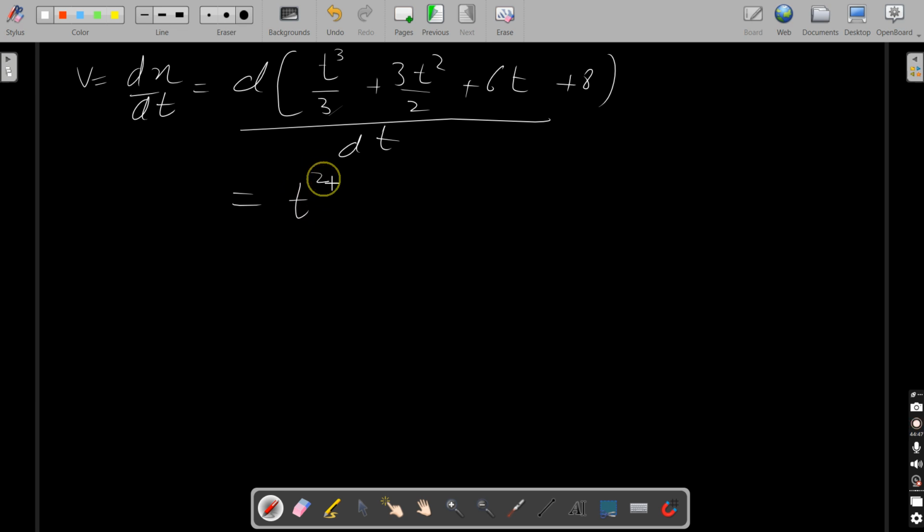So we have t raised to power 2, plus here 3 comes, this becomes 3t, plus 6. So the answer is velocity will be t square plus 3t plus 6.